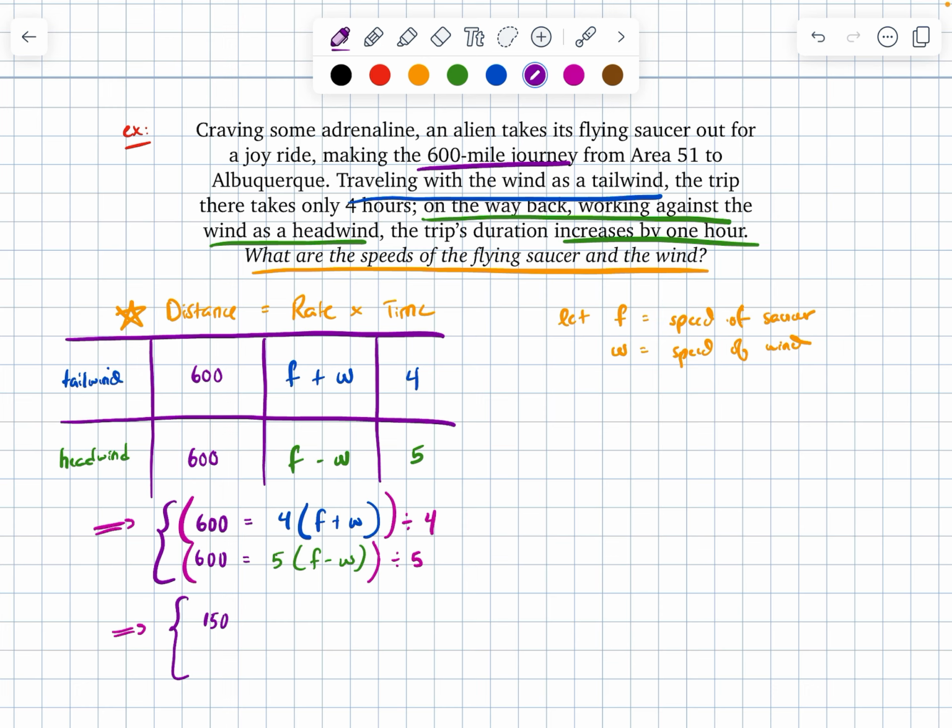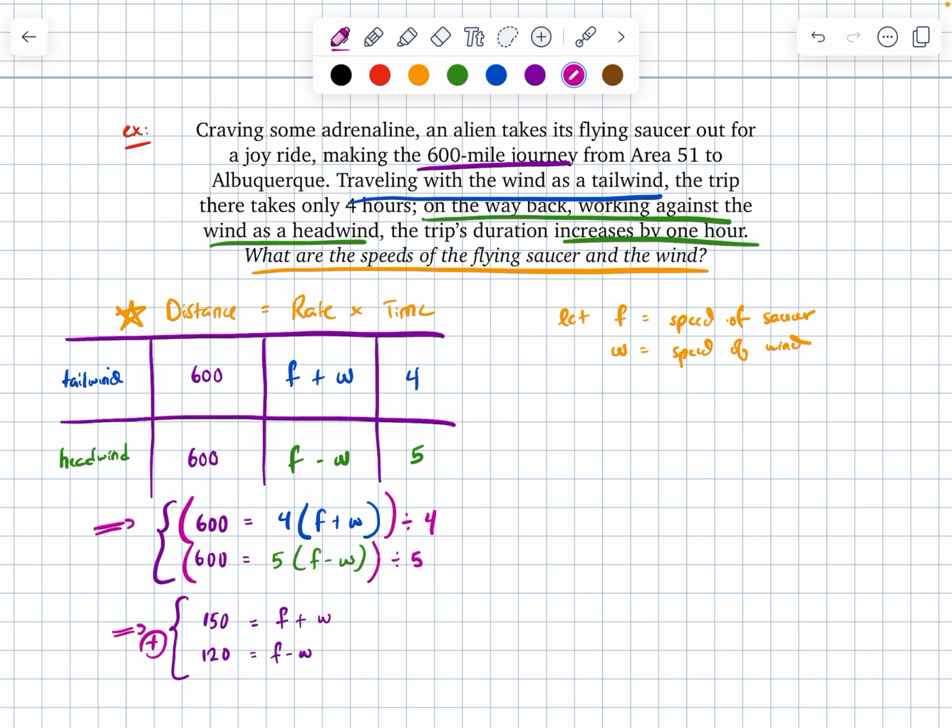600 divided by 4 is 150. 150 times 4 is equal to 600, so 600 divided by 4 is 150. And then notice dividing by 4 on the right side gets rid of the multiplication by 4. That just leaves me with my f plus w. And then on the bottom, if I take 600 and divide it by 5, that would leave me with 120. And then that cancels out the 5 on the right side, which leaves me with my f minus w.